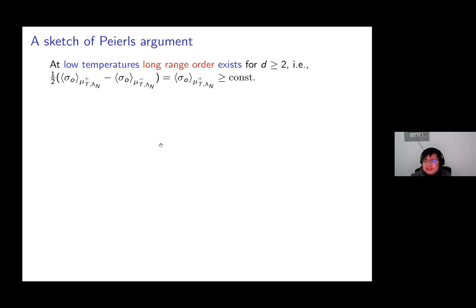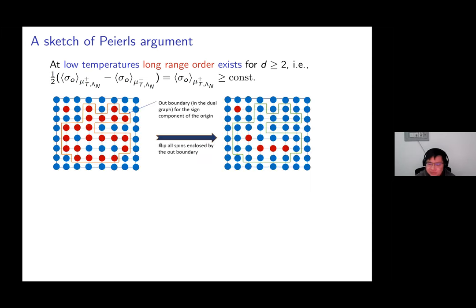That means we want to show with plus boundary condition, the spin average at origin is positive. We just want to show that with large probability at low temperature with plus boundary condition, the origin also takes a plus spin. So basically we want to compare the probability measures of two sets of configurations, right? One is when the origin takes a plus spin, the other is when the origin takes a minus spin. Of course, one way to compare probabilities is to compute this directly. This is usually hard to compute directly.